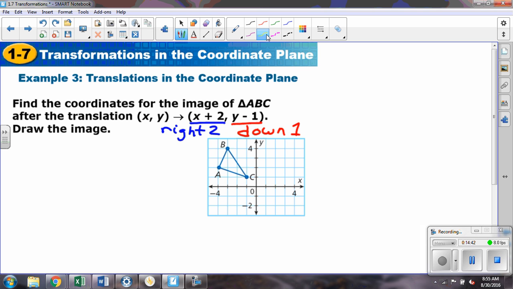So starting with my point A, we'd have to go right 2 and down 1, moving us toward there. Now, of course, you're typically just going to count them out, but I'm trying to show the video. For B, we'd go right 2 and down 1, putting us right there. And not drawing it in this time, just counting 1, 2 on C, down 1, we've got C prime. And there we've drawn our translation, based on nothing more than looking at the notation and knowing what it's telling us to do.